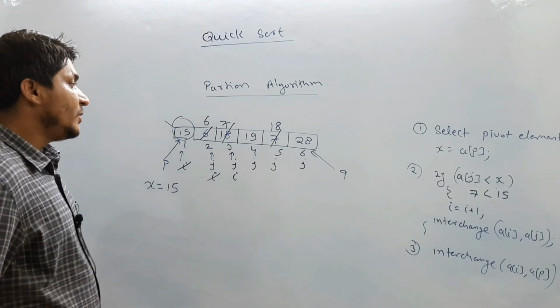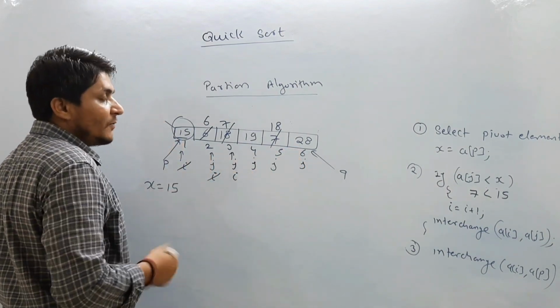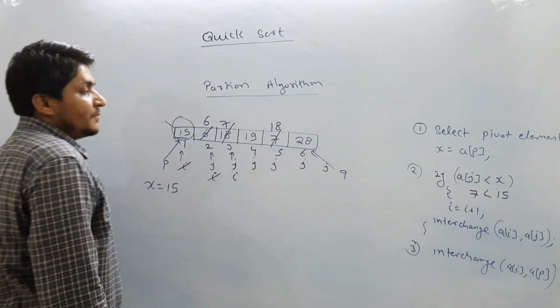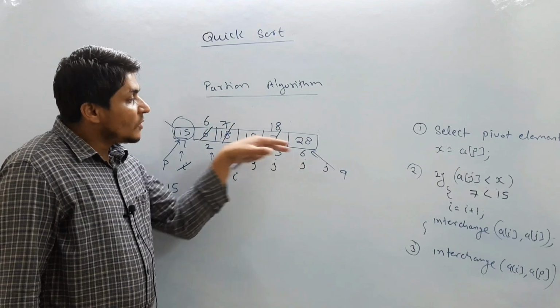Now A of j means what? 28 less than 15, pivot element, condition false. So simply we are going to increment the value of j. Now j will become 7. Condition, because j is out of the array, so we will stop this procedure.